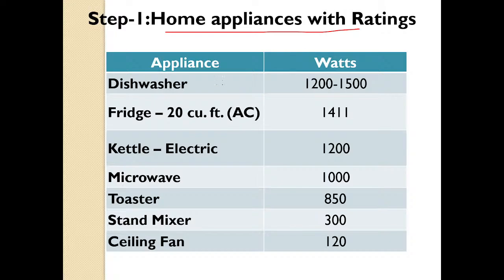Dishwasher, its power rating is approximately 1200 to 1500. Fridge 1400 approximately. Electric kettle 1200. Microwave 1000. Toaster 850. Stand mixer 300. Ceiling fan 120. Whatever electrical appliance is there in your house, you can write down those appliances in the table and write down their power ratings. That's the first step.